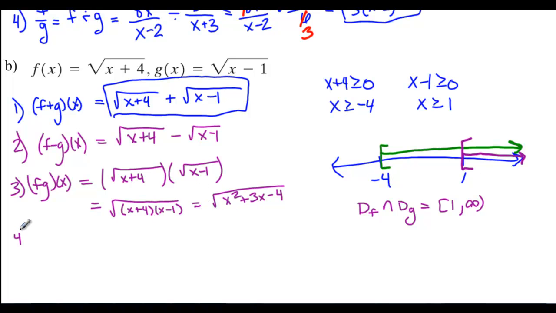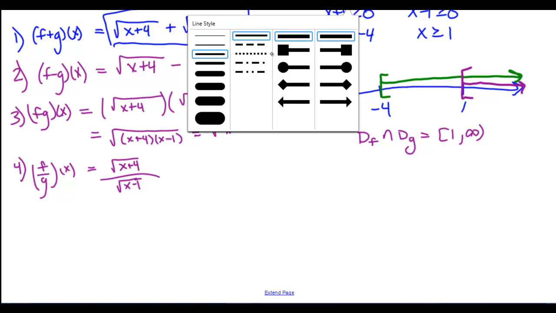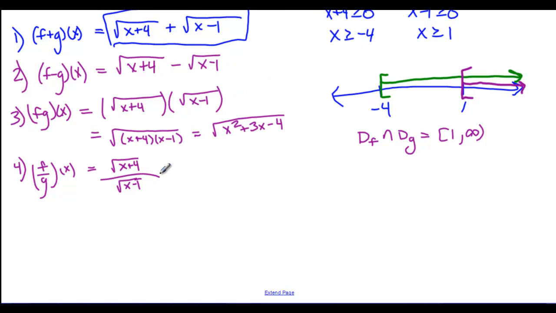And then for number 4, f over g of x, so f divided by g of x, we're going to have the square root of x plus 4 on top over the square root of x minus 1 on bottom. So we can rationalize, but that's really going to be the only step that we have. If we rationalize this, we're going to be multiplying by the square root of x minus 1 on top and bottom. And remember, we can always multiply by the equivalent of 1. The same thing over the same thing is always the equivalent of 1.